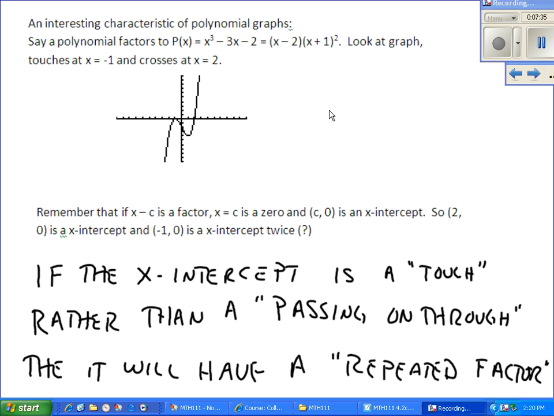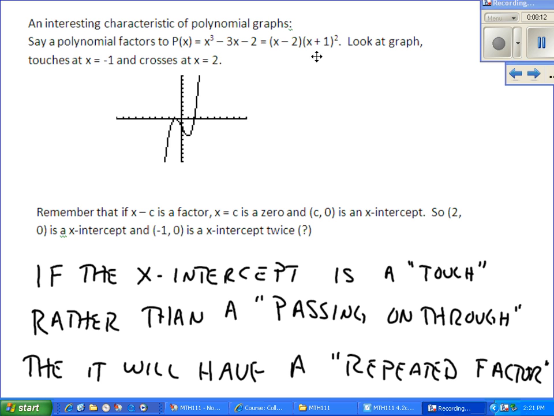Okay. And an interesting characteristic of polynomial graphs, if you can factor a polynomial down, anywhere that we have a factor, we're going to have a 0 of the polynomial. So since x subtract 2 is a factor, at x equal 2, we have a 0 of the function. Since x plus 1 is a factor, oops, pointed to the wrong thing. There's the x equal 2, 0. Here's the x equal negative 1, 0. But notice that at x equal negative 1, the graph just touches, whereas at x equals 2, the graph passes through.